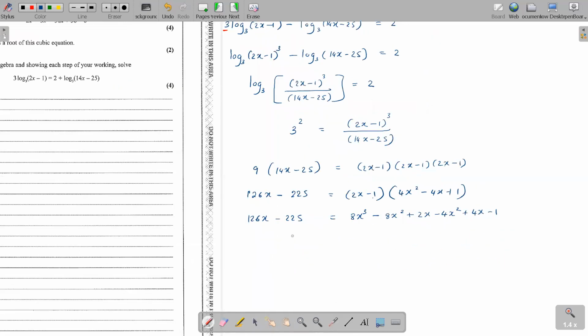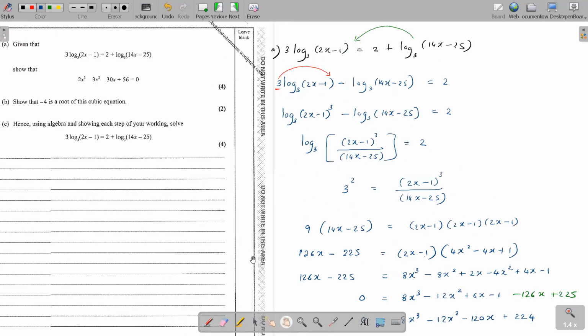Okay. So I'll simplify this side from here. So 8x cubed minus 8x squared minus 4x squared, minus 12x squared. 2 plus 4, 6x, minus 1, and we bring these two to the other side. Minus 126x plus 225, right? So I end up getting here 0 equals 8x cubed minus 12x squared plus 6x minus 126x, which should give me minus 120x, plus 225 minus 1 is 224, right?